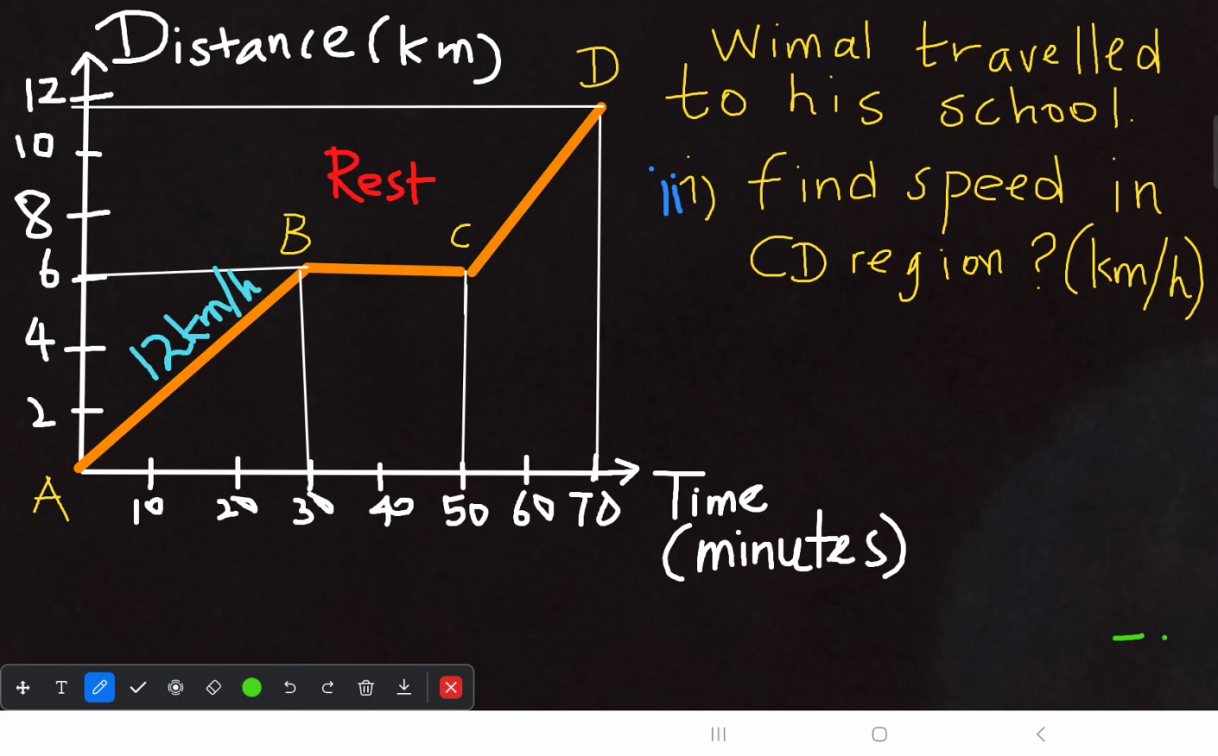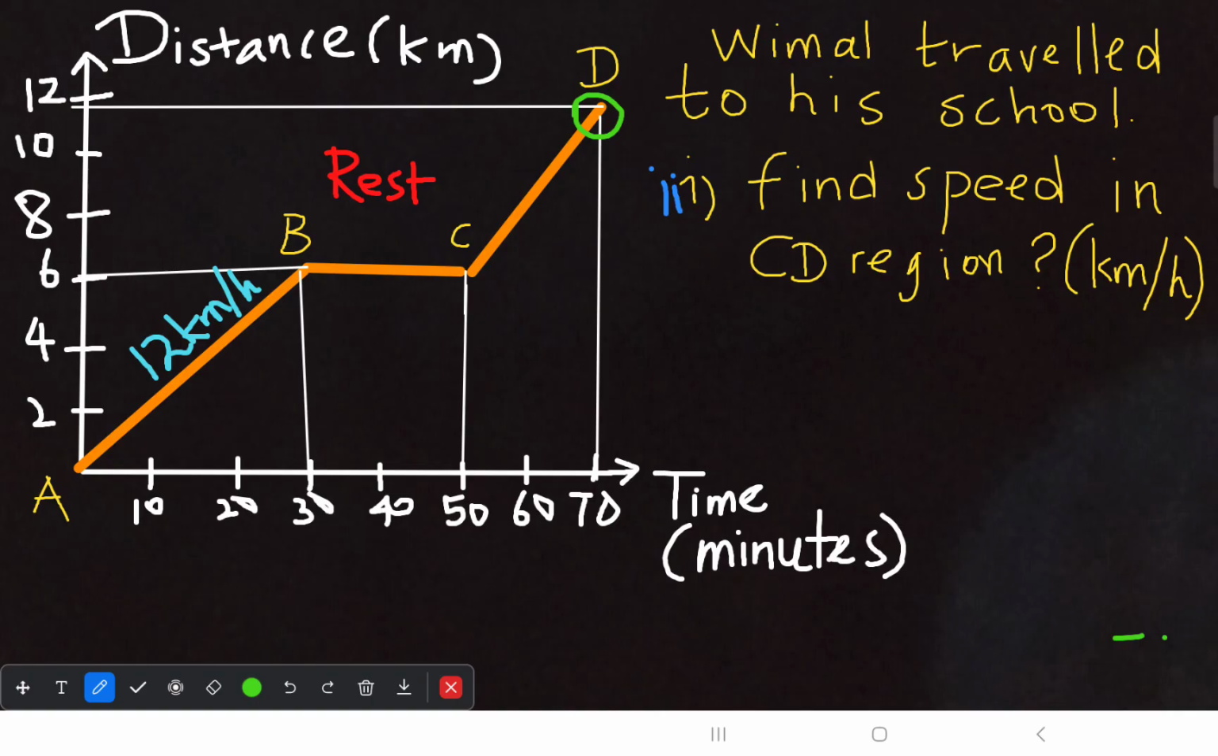In this CD region, you can select any of these points, but don't select the starting point of this region. You should select any point in between. I'll select the ending point, because that has definite coordinates. Otherwise, when you select a point here, it is going through somewhere in between 8 to 9, so we don't know where it is located. That's why I selected the particular point.